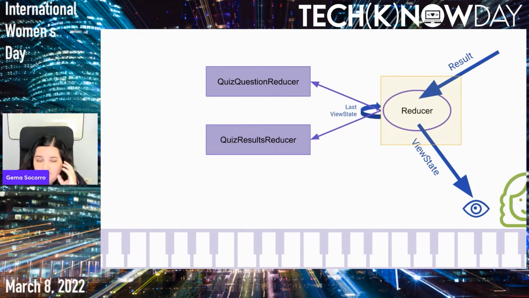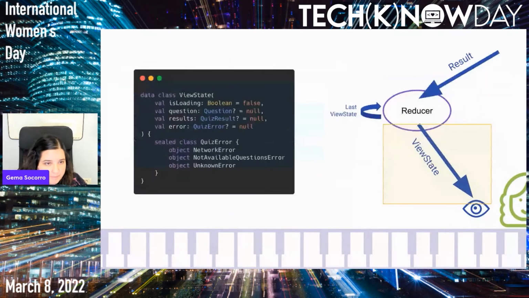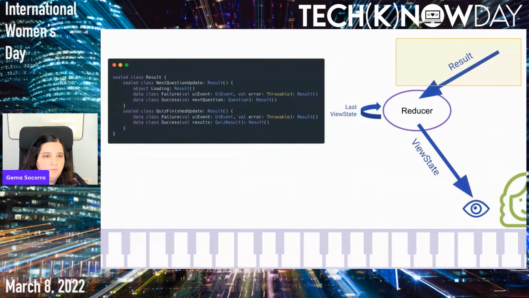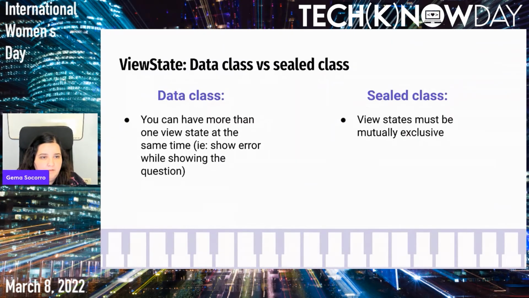Okay, if you see that your reducer grows a lot, you can also split your reducer in tiny reducers, and you can do that, for example, by having a reducer for every kind of result you have. So here, I could have a reducer for the next question updates, so it will process only the next question update types, and then another reducer for the quiz finish update, and it will only process the quiz finish updates. All of them will use the last view state. Everything will be fine that way.